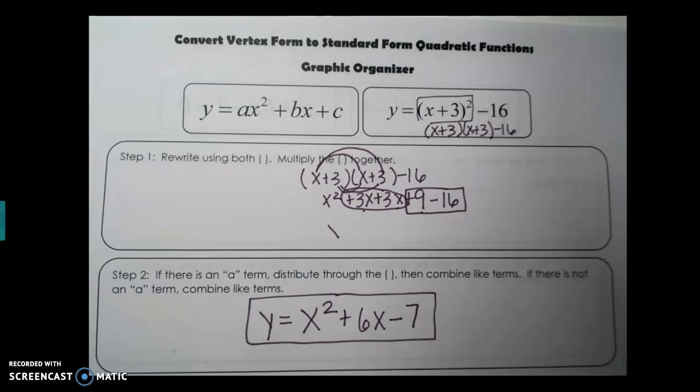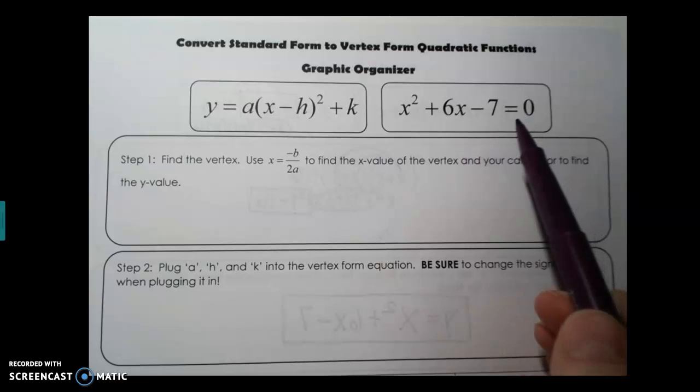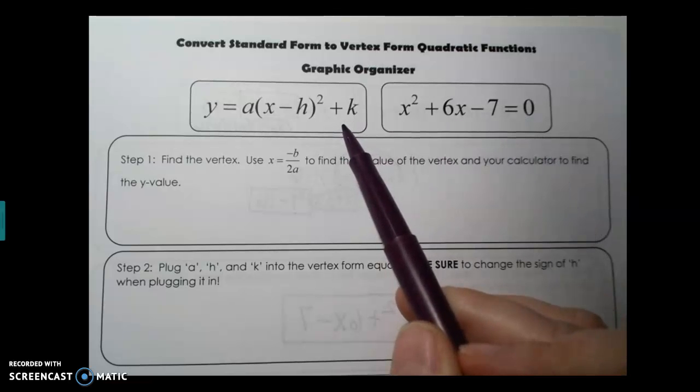The whole key for these notes is located on the same module page, so you can go and look at how the other ones work out. On this side, I'm going to take my standard form equation and I'm going to rewrite it in vertex form.